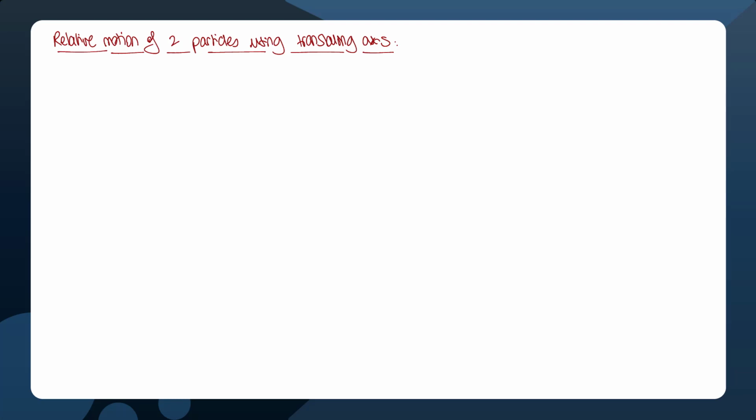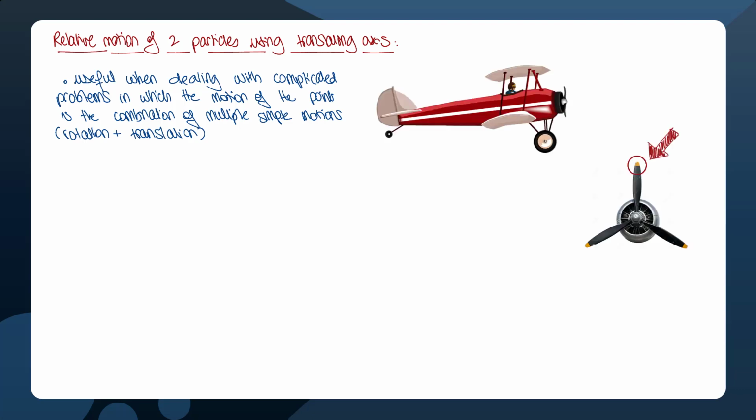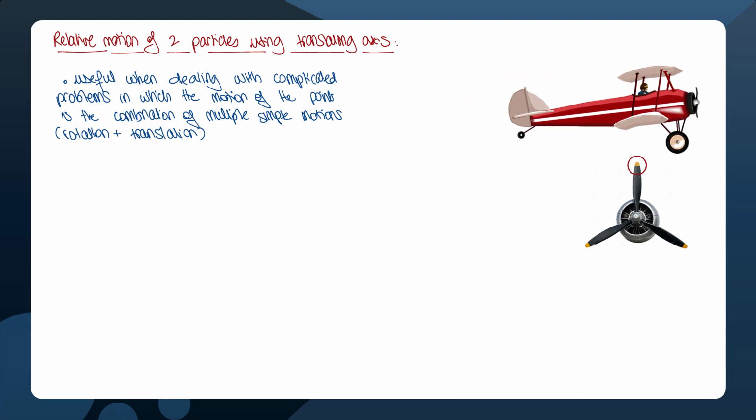And so this approach is useful when dealing with complicated problems in which the motion of the point of interest is the combination of multiple simple motions. This combination can be a combination of rotation and translation. One simple example could be a point of interest which is attached to the propeller of an airplane. So let us imagine an airplane that is translating at a certain speed, and we know that the propellers are also rotating at the same time, and we want to define the motion of the point of interest which is attached to the edge of the propeller.